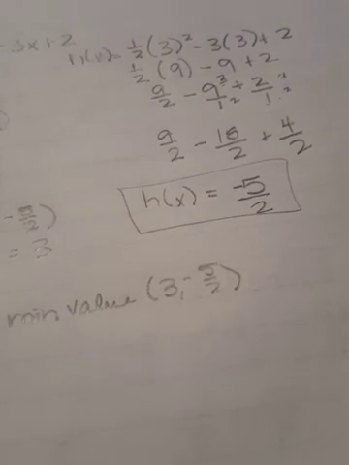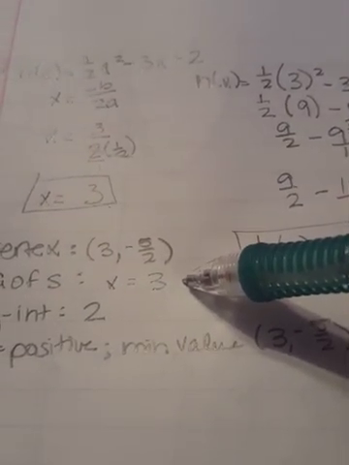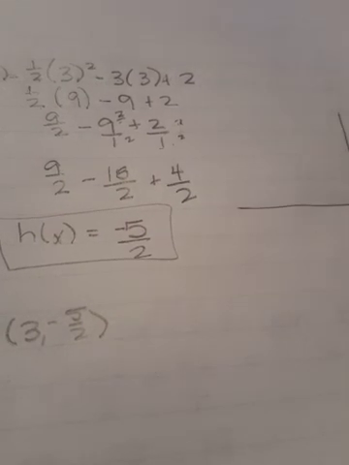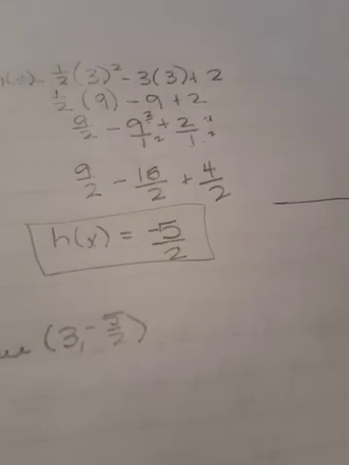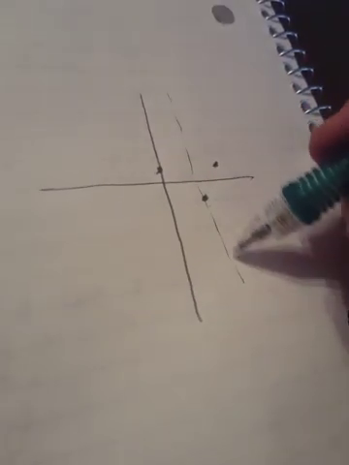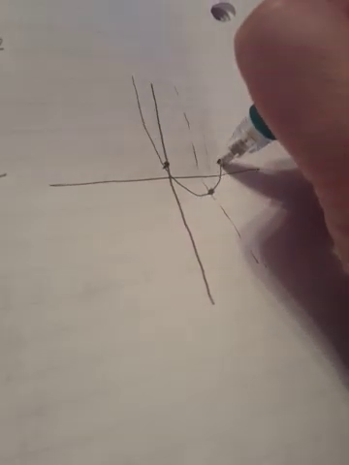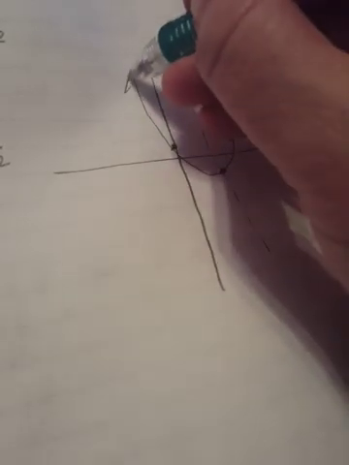And then the axis of symmetry is 3. So we're going to have this line go over here. This line needs to be about the same distance over here for our second point. Axis of symmetry right there. So then we're going to connect the dots. And it's going to look like that. And that's all.